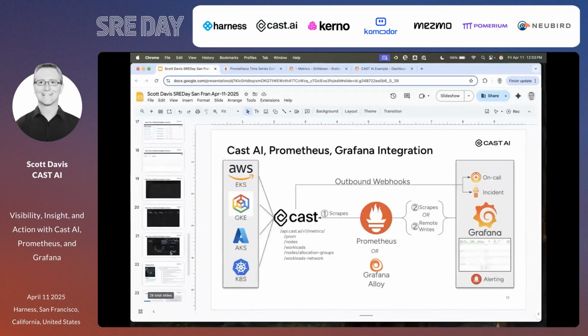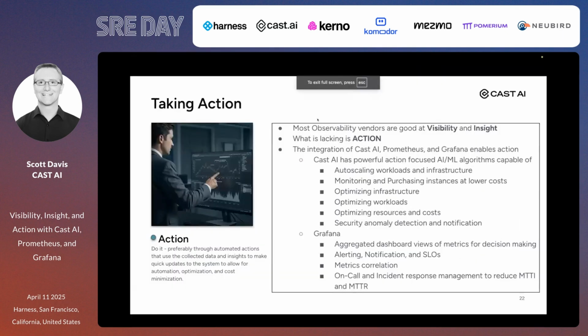I want to jump back in here real quick to the presentation. So taking action is the key part of the visibility, insight, and action pillars of observability. If you're not taking action, you're not really doing anything. You're watching things happen, but not doing anything about it. So the action is the key part.